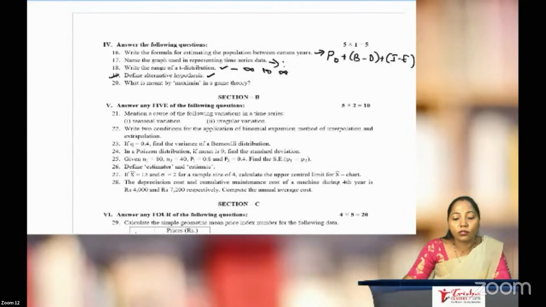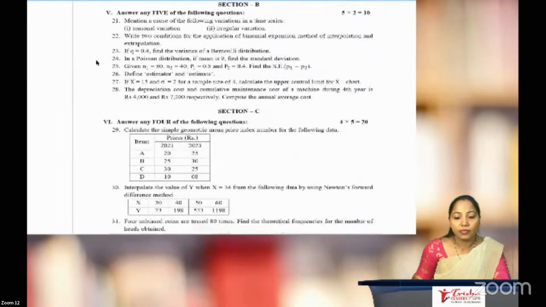What is meant by maximin? Maximin is the maximum of row minimums. Game theory. Maximum of row minimums. Section B, question number 21.